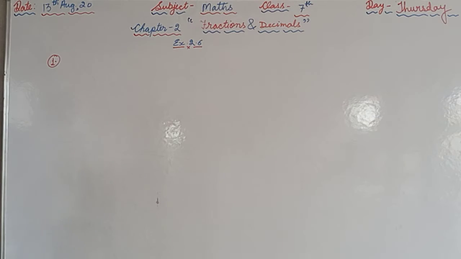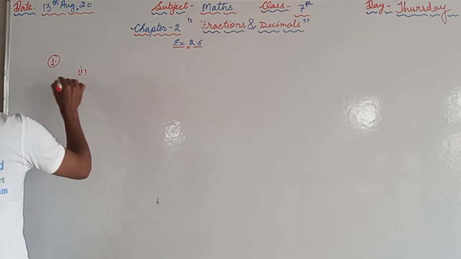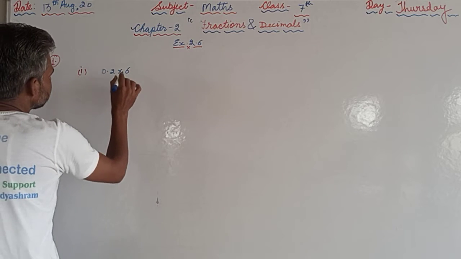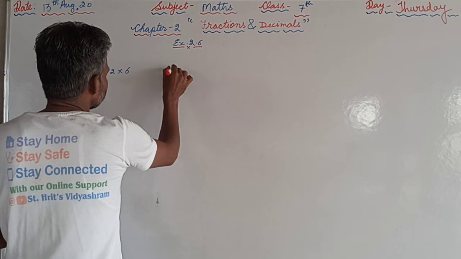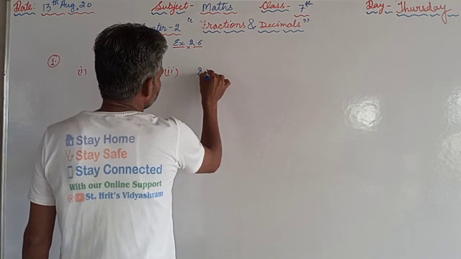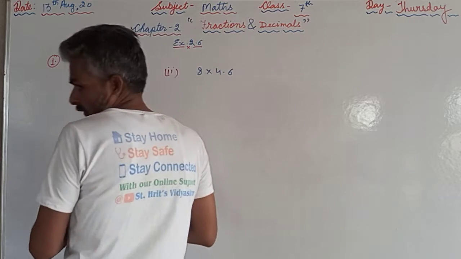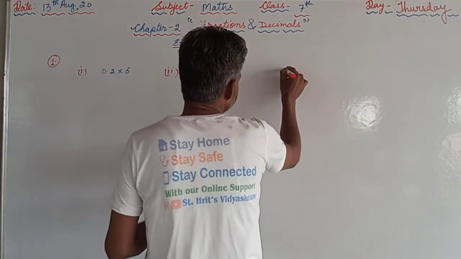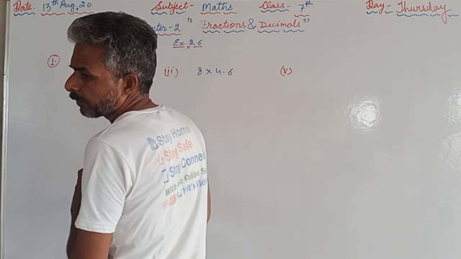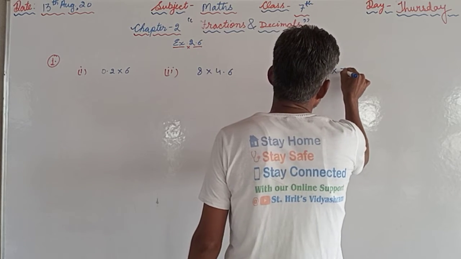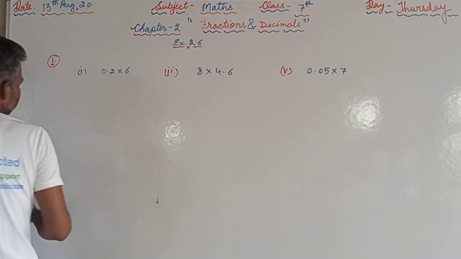In question number 1 we have to multiply. We will take the sum of the parts, that is, the first part is 0.2 into 6, and the second part is 8 into 4.6, and the fifth part is 0.05 into 7. So we have to multiply in all these parts.